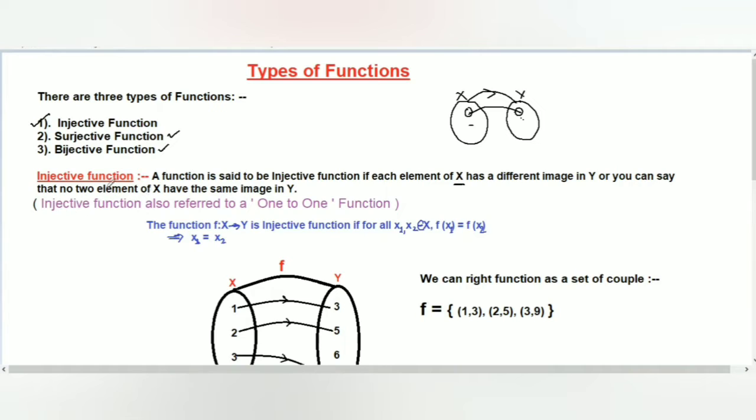Or you can say that if two elements of x have the same image in y, then this will not be an injective function. We only have one different image for each element, and the image of this element will be only one here. No two elements of x have the same image in y. This is what the definition says. Also, an injective function refers to a one-to-one function.